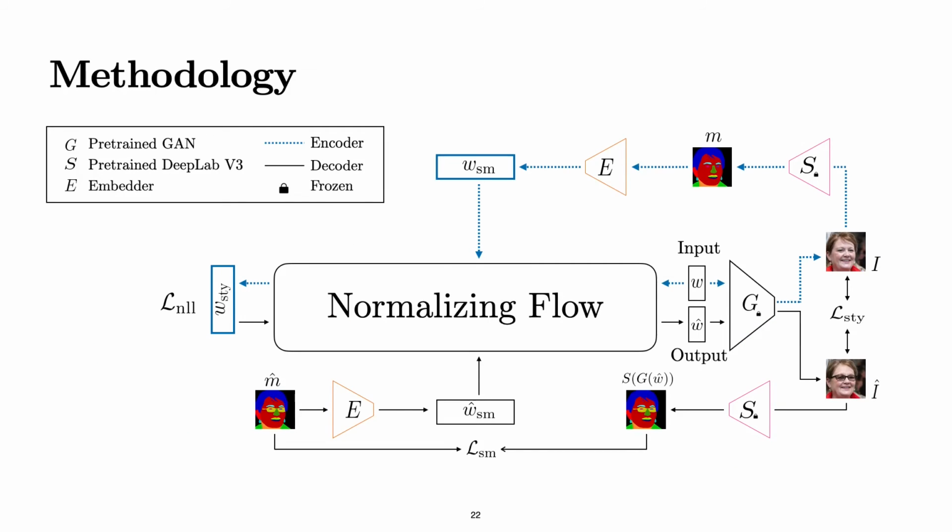In summary, during training, we first use the latent code W along with its semantic mask to obtain the style code WSTY using the forward flow, as shown here by the blue colored arrows. We then use WSTY and the edited semantic mask as input to the backward flow of our model to obtain the edited image, as shown by the blue colored arrows.